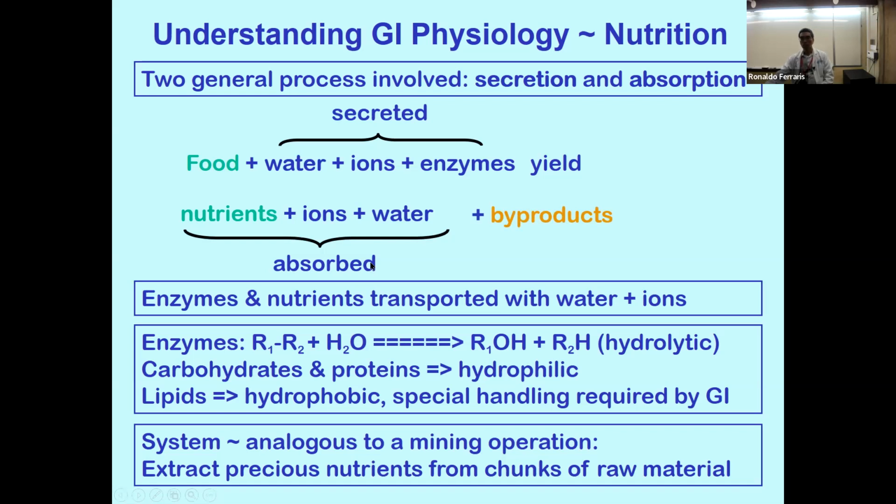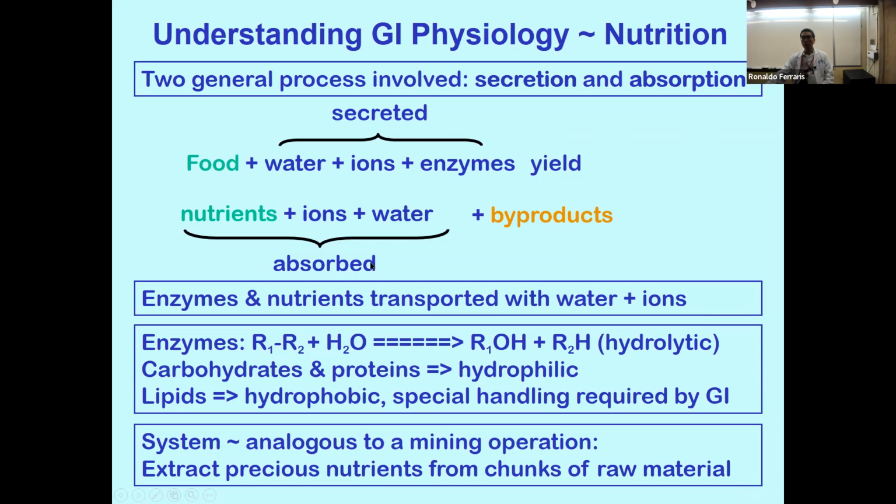These two processes are like a transport system. We transport a lot of water, ions, enzymes, and nutrients back and forth, especially water and ions, between the lumen and the blood side.